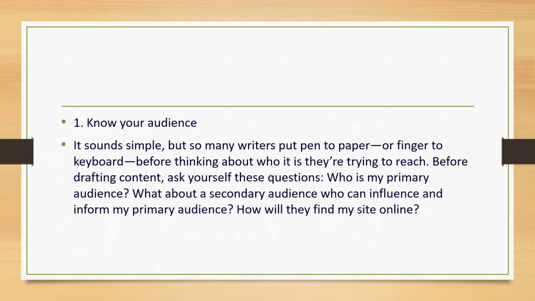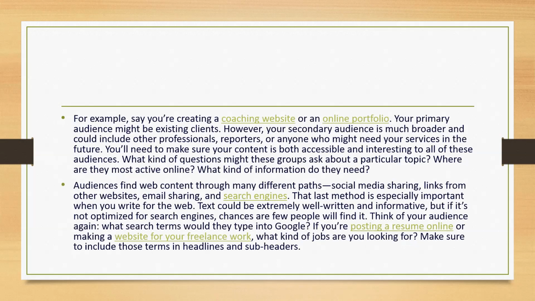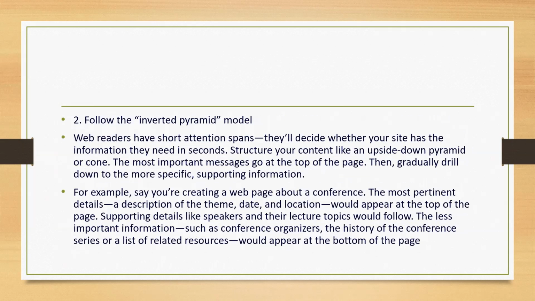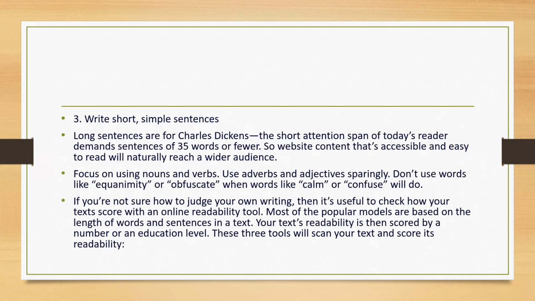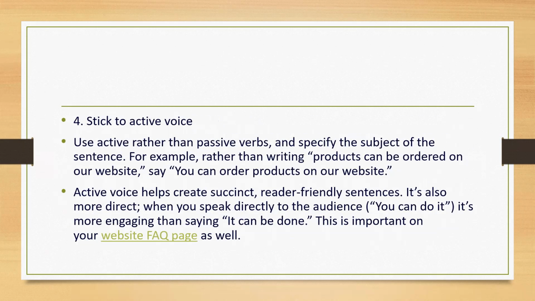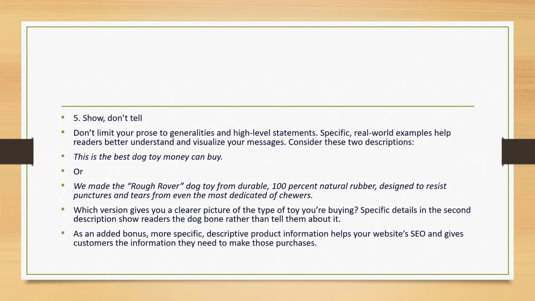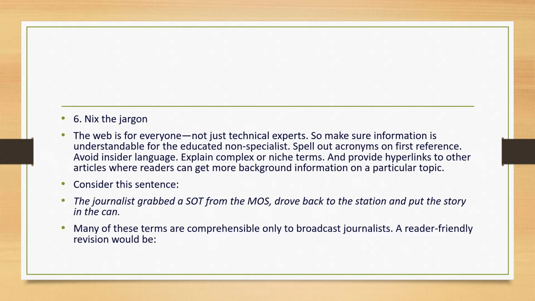Okay, so you know your audience first. Who is your audience? Follow the inverted pyramid model, like which information you need to give first and which is next. You have to write short, simple sentences. Use active voice, not passive voice. Show them, don't tell. Mix the jargon.